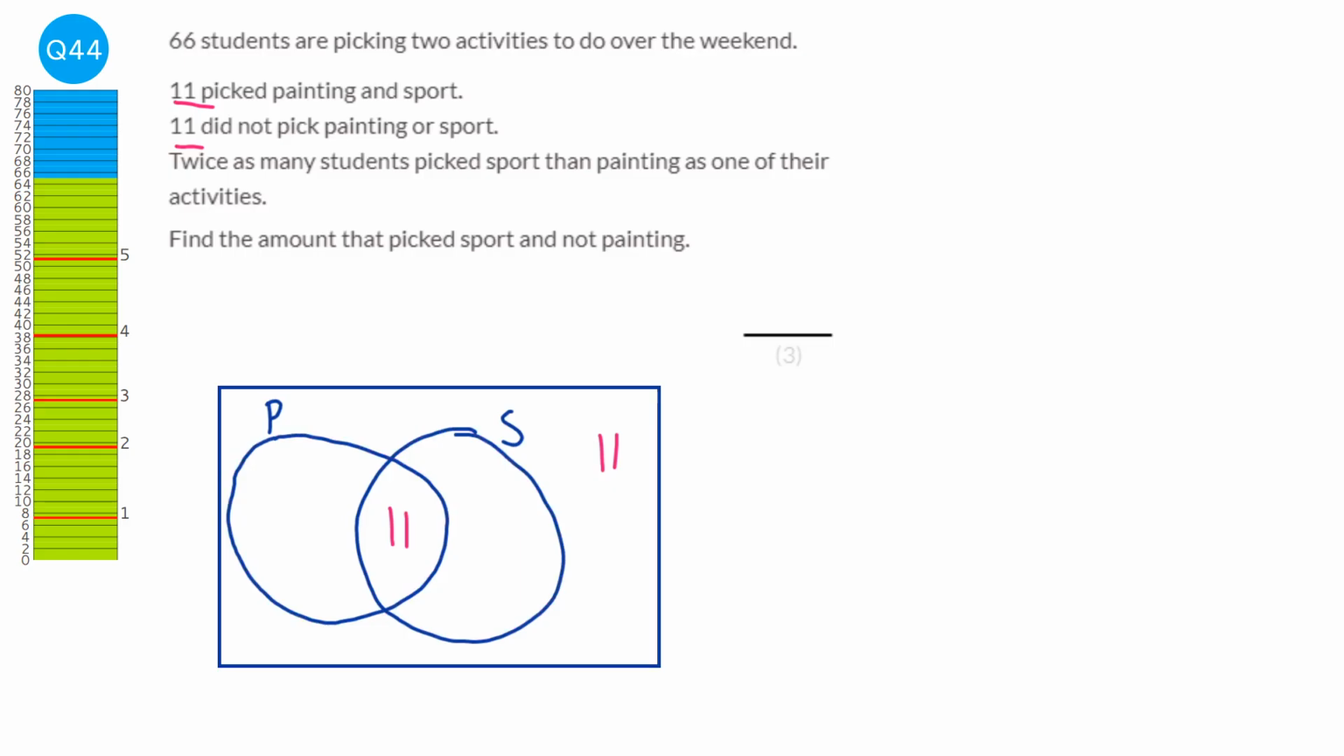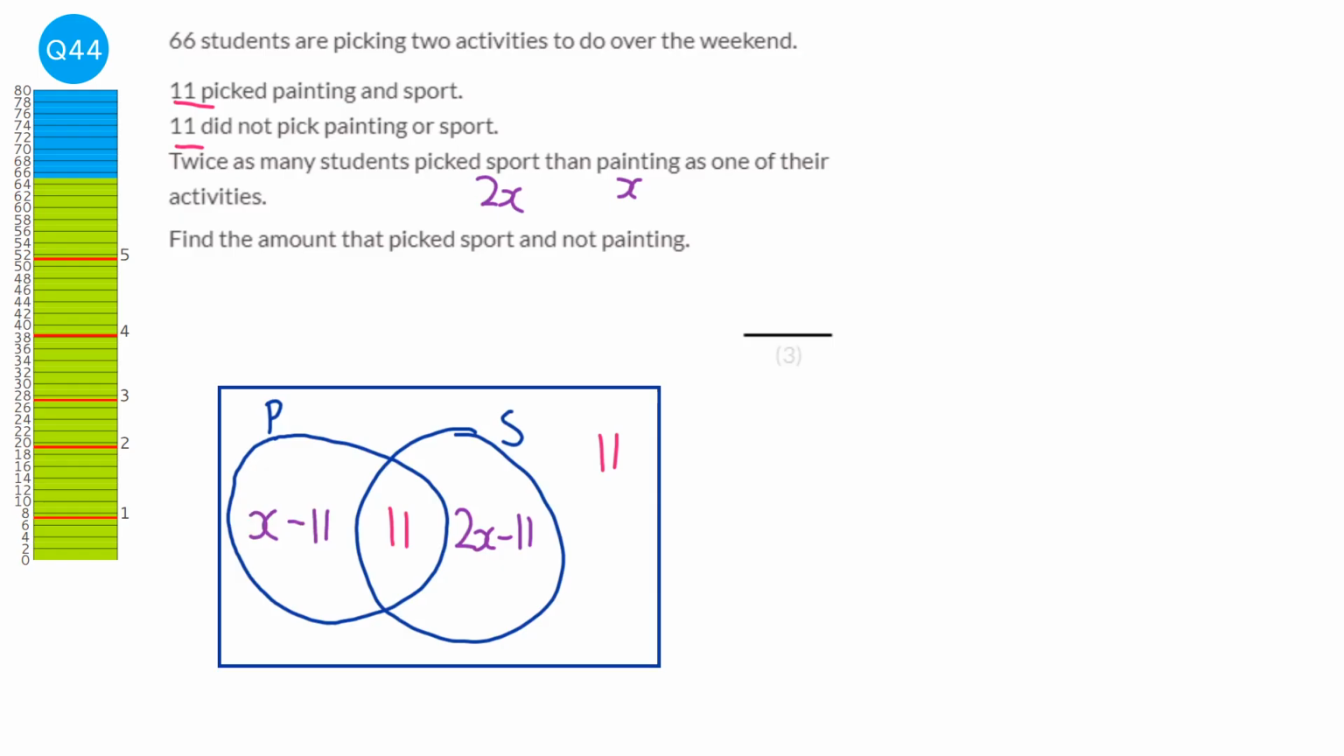Now, what we can do is say, okay, if the painting we label as X, then the sport will be 2X. But if you look, we've already got a number in the sport, that 11 there. So in algebra, this will be 2X, take away the 11 that we already know about. And the painting is the same. We know the whole thing is X, so we're just going to take away the bit we know there, which is the 11, and it will be X minus 11.